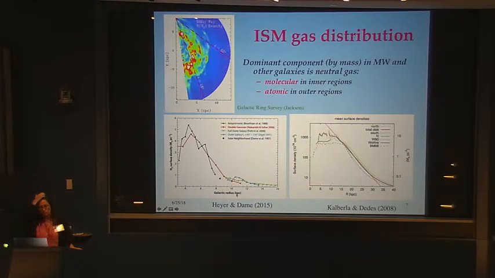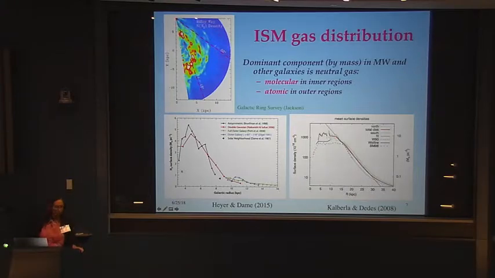Okay, so how is this gas distributed in galaxies? Of course, it varies a lot from galaxy to galaxy. This is for the Milky Way, which is kind of typical in the sense that the neutral gas is the dominant part, that is, the atomic and molecular. This is mostly molecular in the inner parts and mostly atomic in the outer parts.